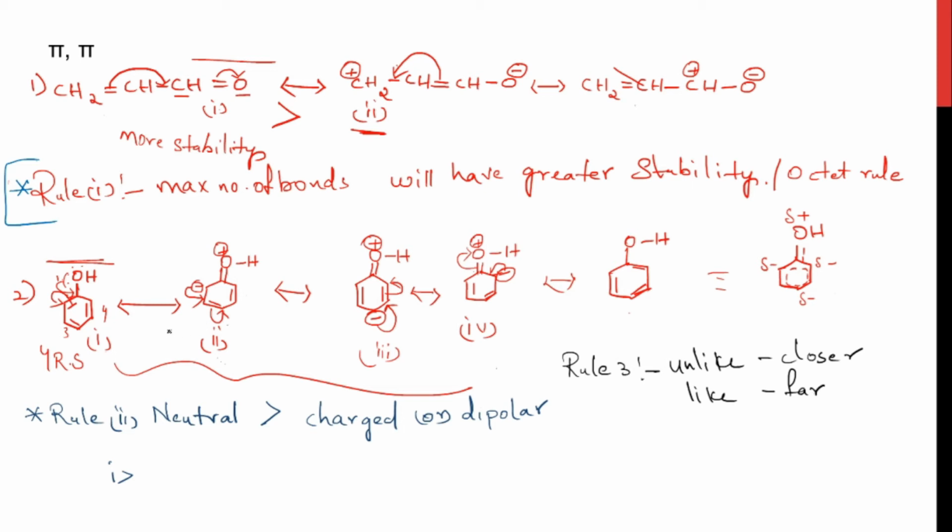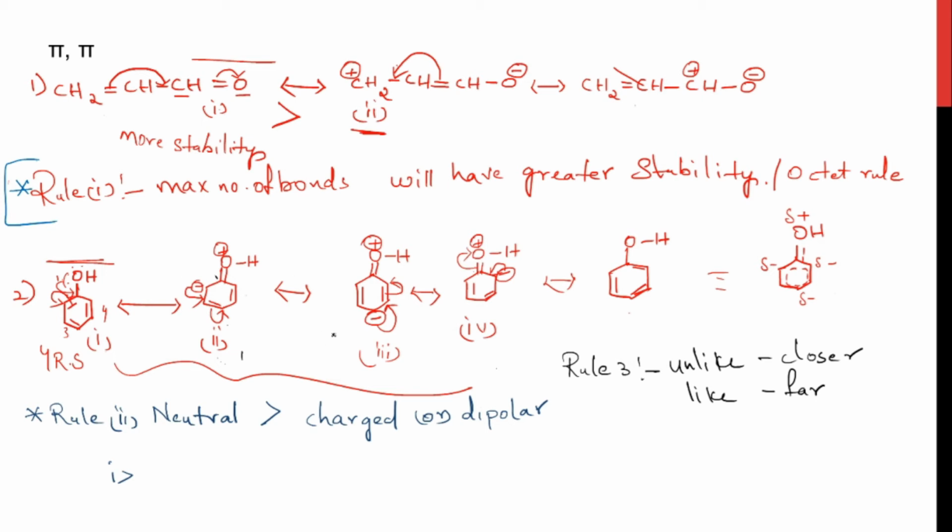So what do you consider here? You have to consider the charges and the distance between the positive and the negative charge. So when you see the second resonating structure, you see the distance. You can see only one atom between the positively charged atom and the negatively charged atom. Here you have one atom which is separating the charges.